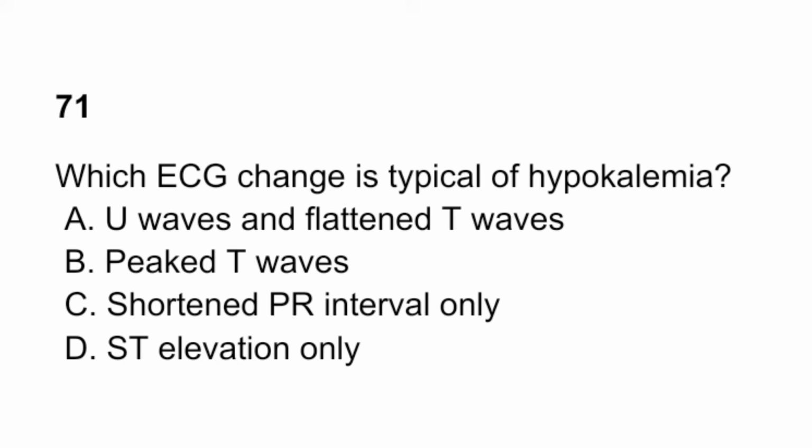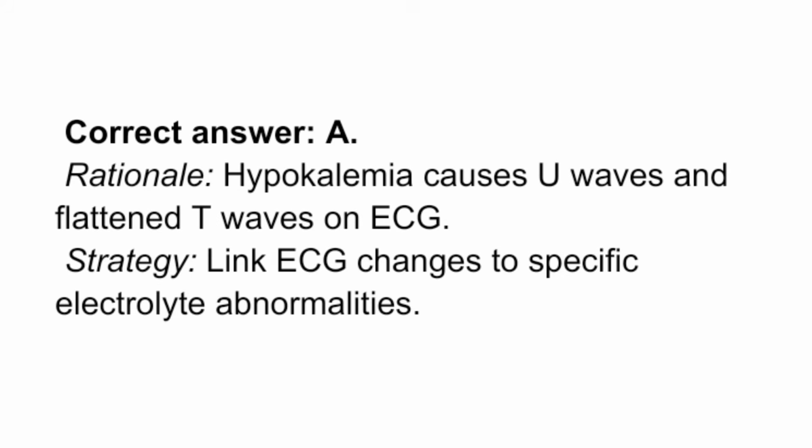71. Which ECG change is typical of hypokalemia? A. U waves and flattened T waves. B. Peaked T waves. C. Shortened PR interval only. D. ST elevation only. Correct answer, A. Rationale: hypokalemia causes U waves and flattened T waves on ECG. Strategy: link ECG changes to specific electrolyte abnormalities.